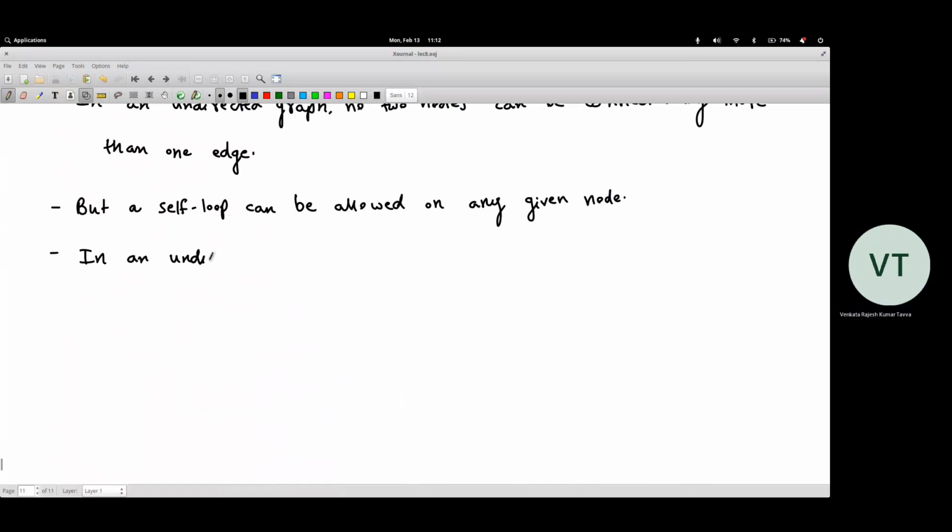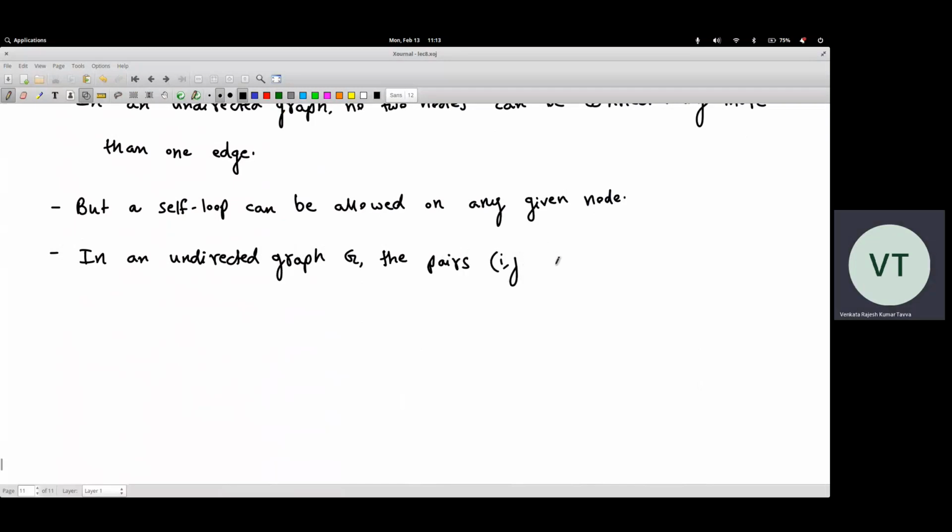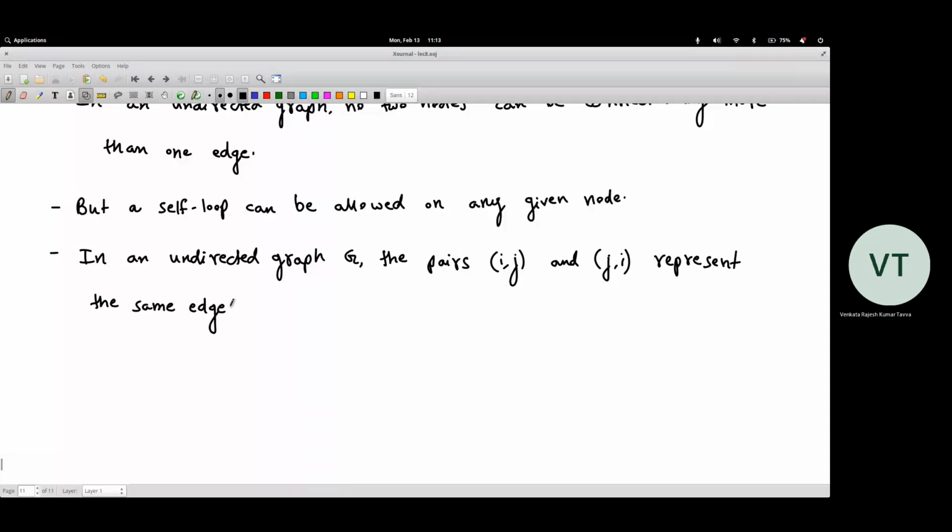In an undirected graph G, the pairs ij and ji represent the same edge. Right? Since there is no direction, ij and ji represent the same edge. So you can represent that edge either as ij or ji. Anything is fine.